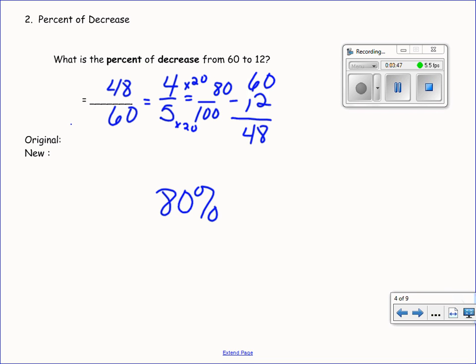The original amount was 60. The new amount was 12. So the difference is your numerator. The original amount is your denominator. You're trying to determine what the percent is of that increase or decrease. And 80% is your final answer.